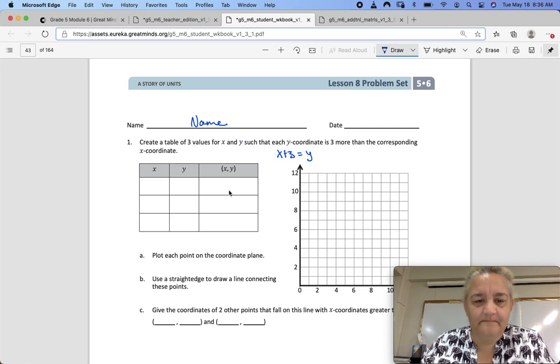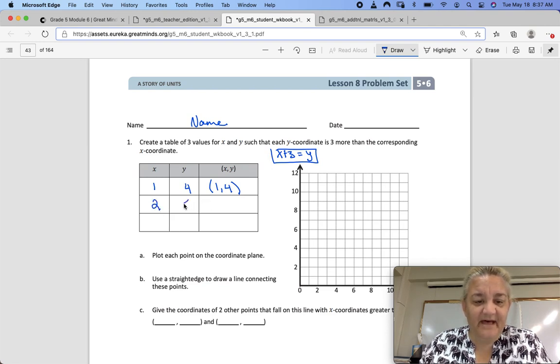So if we make x the number 1, we're going to put that x in our rule here. X plus 3 is 4. Okay? So our coordinates would be 1, 4. Next one, if we make x 2, 2 plus 3 would be 5. That would be 2, 5. And if we make x 3, 3 plus 3 would be 6. And 3, 6, okay? So each y coordinate is 3 more than the x coordinate. Does that make sense? So 3 more is 1 plus 3 is 4. 2 plus 3 is 5. 3 plus 3 is 6.